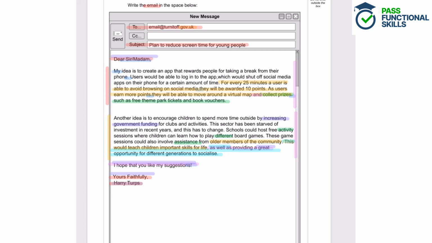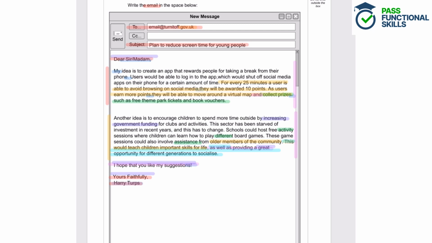So overall, we've got a really fantastic answer to this question. The spelling, punctuation and grammar are really strong, and that helps to make the meaning of this answer really clear. We've got relevant details that have been included and fully explained in line with the question. So we've fully addressed the audience and the purpose that were given in the question. And we have used an appropriate layout for an email. So we've used the formatting features that are required.